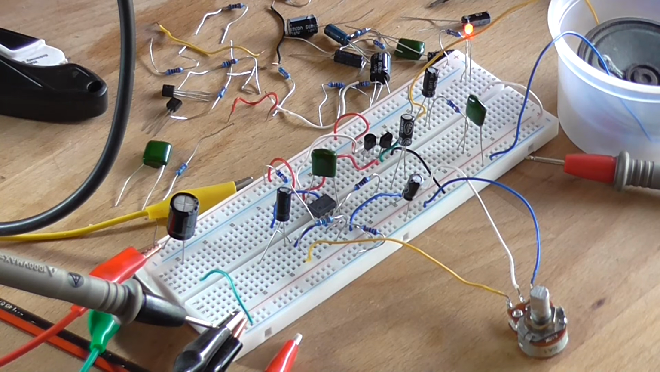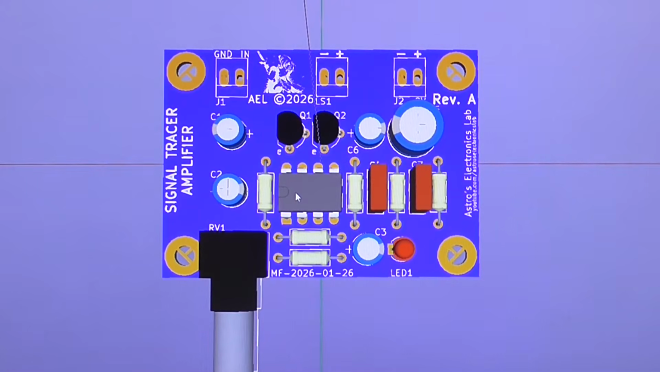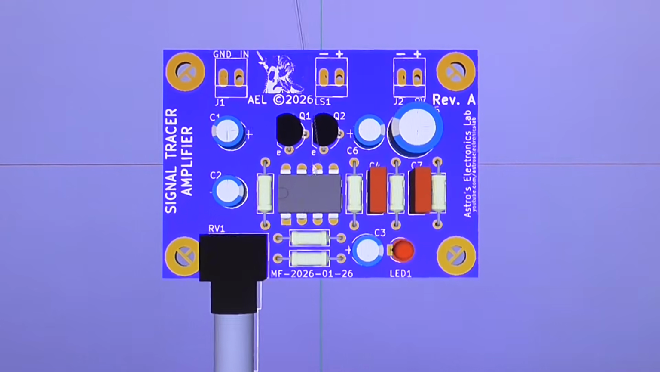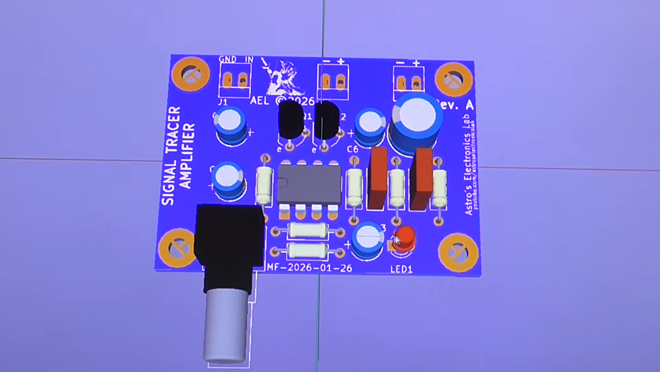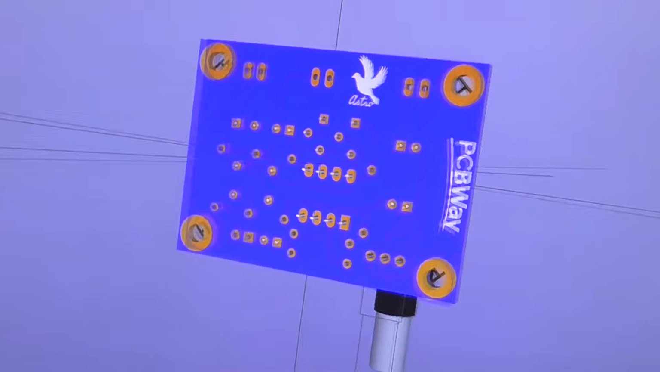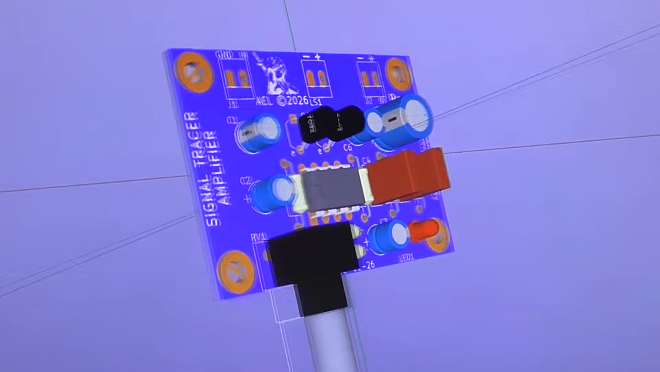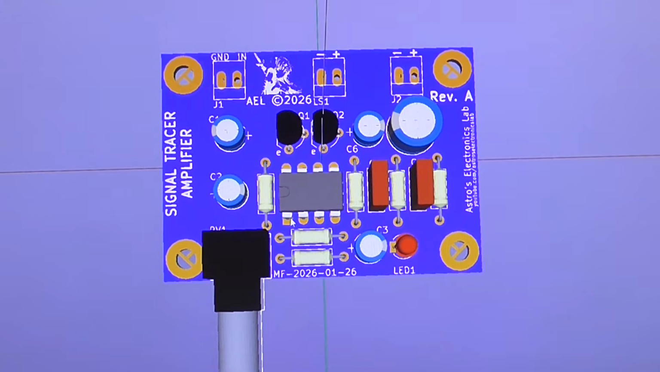I'm going to now show what I'm going to do with this next, and that is, as usual, route a PCB. I had a little bit of a brain fart there. So that's the 3D render of the PCB. This LED center is roughly 26 millimeters away from this 9 millimeter PCB mount pot. But that's the PCB.